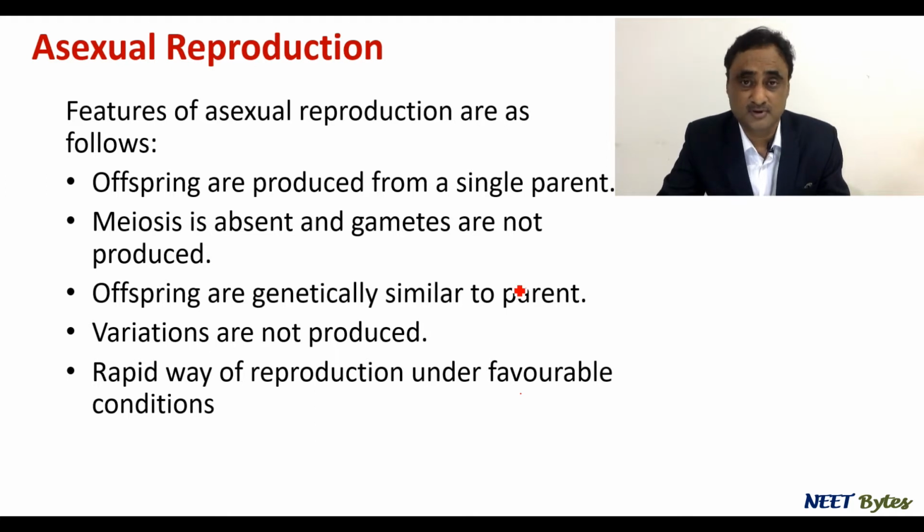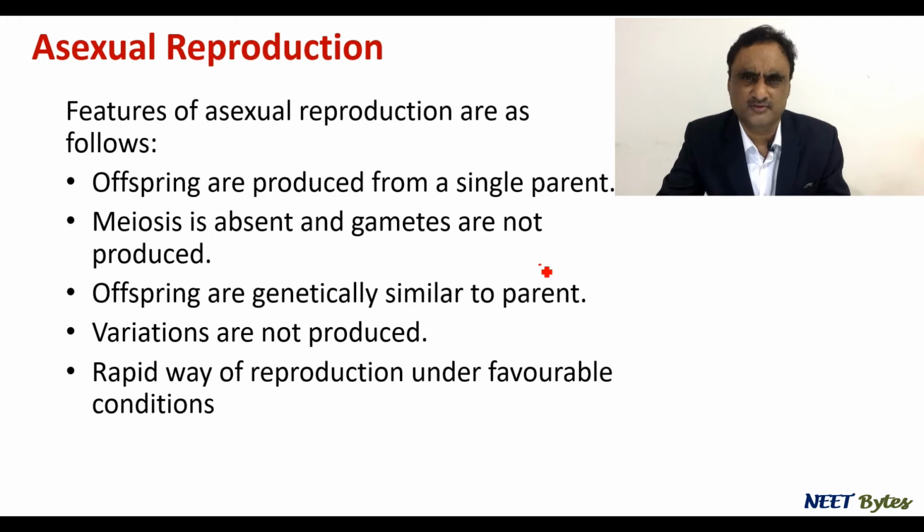And perhaps this is the best way of reproduction during favorable conditions, okay? But the most important thing is that whatever offspring are produced, they are identical and variations are not produced. So it has its own advantages and disadvantages. We will talk about them when we finish the different types of asexual reproduction, right? So let's learn a few of the types of asexual reproduction, okay? In that series, first of all, let's talk about binary fission.